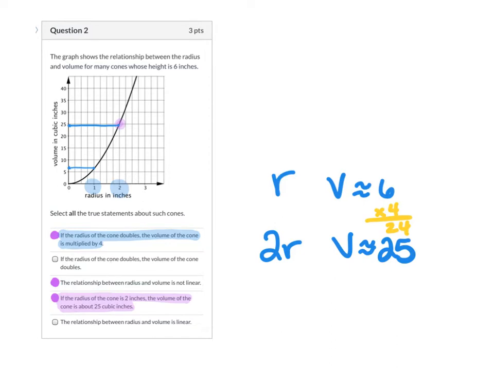And then moving on, it says here the relationship between the radius and volume is nonlinear. Yes, we can see that. It creates a curve. And then here it says if the radius of the cone is 2 inches, the volume of the cone is about 25. Well, we can find that on our graph. Go to a radius of 2, go up to find the volume, and we can see that that is also true. It is about 25 cubic inches.